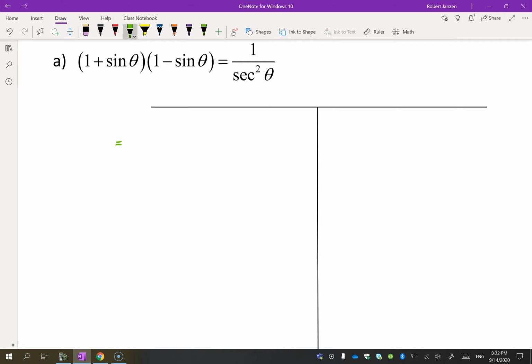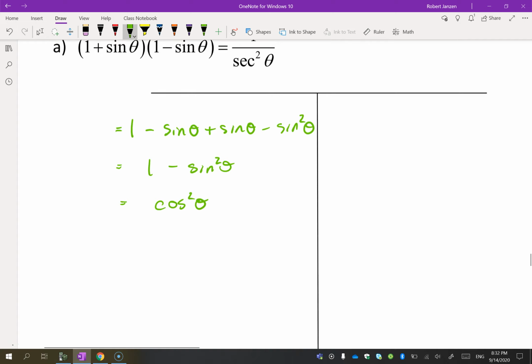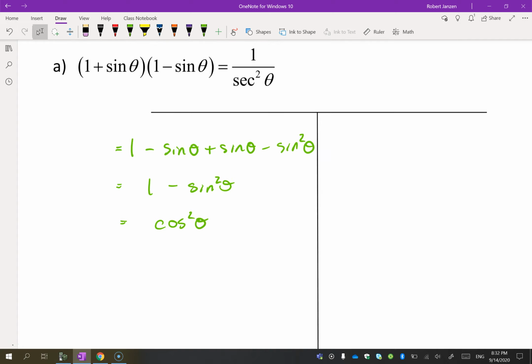Okay, now that you're back, if you look at the left side, it looks more complicated. We can just multiply those two binomials. And if I simplify that, I end up with 1 minus sine squared, which you should recognize as cos squared. Okay, now look at the right side. It's 1 over secant squared. Well, we know by definition that secant is 1 over cos. Okay, so cosine squared is 1 over secant squared.